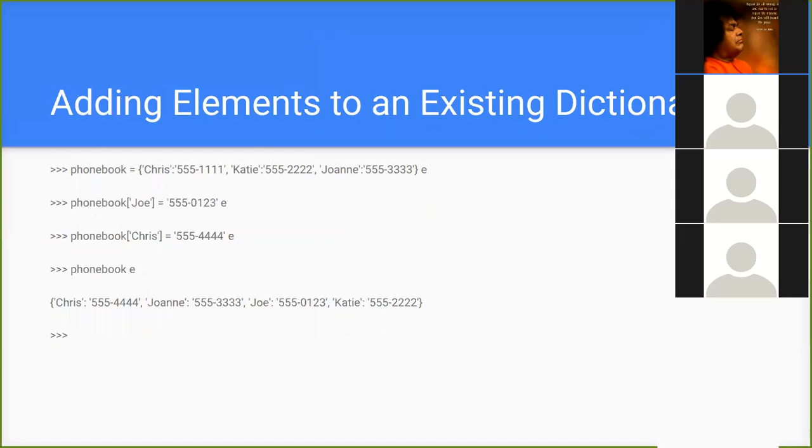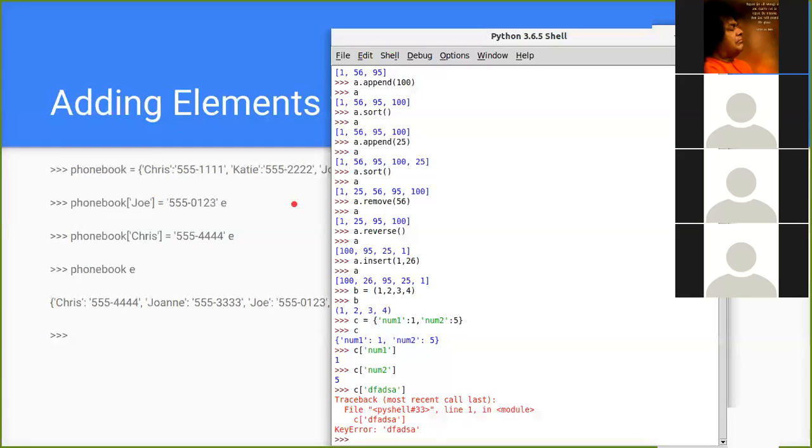Similar to your list, your dictionary is also mutable. That is, you can change the elements of a dictionary. You can add elements to a dictionary. You can delete the elements from a dictionary. So this is how you can do it. Suppose say I want to change my num.